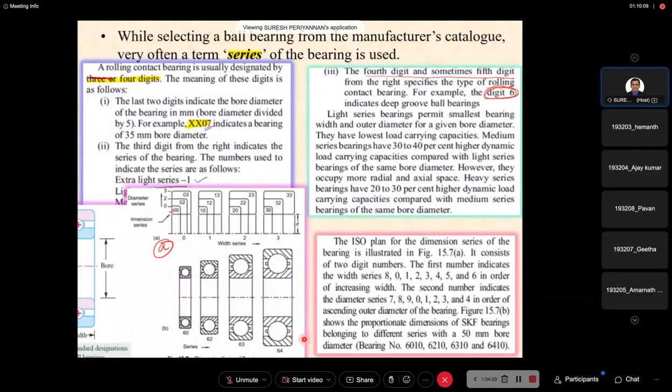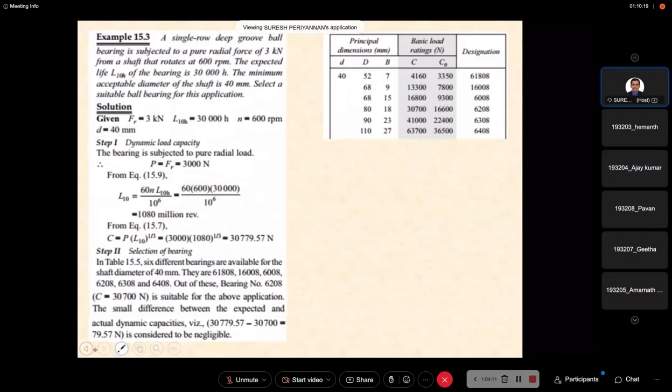So based on that, we are going to discuss in later classes how to define bearing series, or how to designate the bearing number. We will discuss that in the later problem. Yeah, just a very simple problem. I complete this slide here.